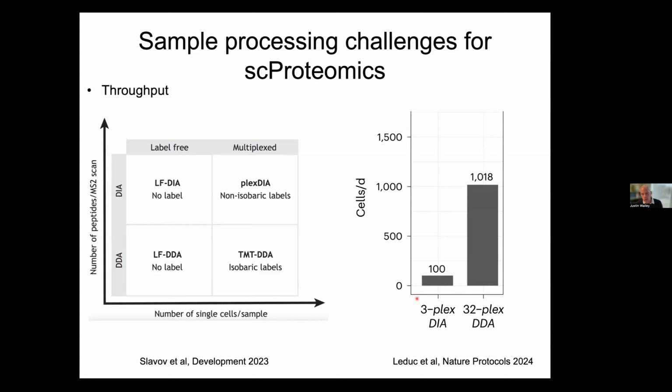Single cell label-free approaches are on the order of 30 to 40 cells per day, so not very high throughput. The multiplexing with DIA is in the 100 or so cells per day. And then now with 32-plex tandem mass tags, Nikolai Slavov's group has reported analyzing about 1,000 single cells per day. So throughput is getting much better. There's a little bit of a trade-off with depth in terms of number of proteins detected, but I think throughput is really key for doing larger scale studies.